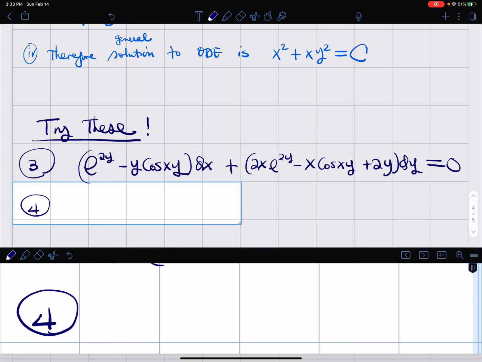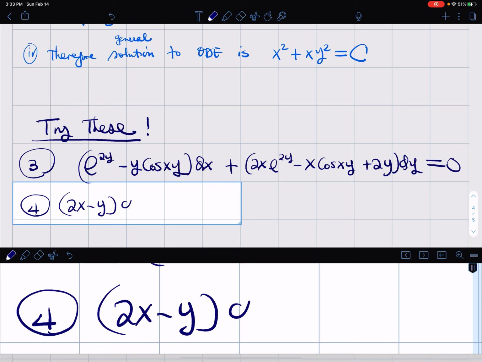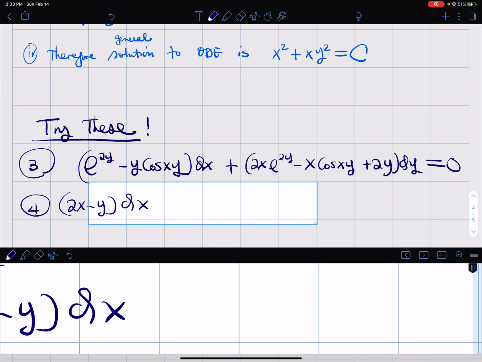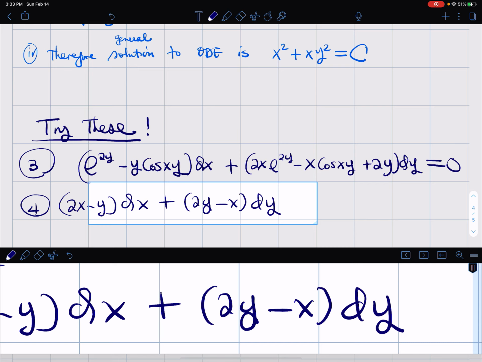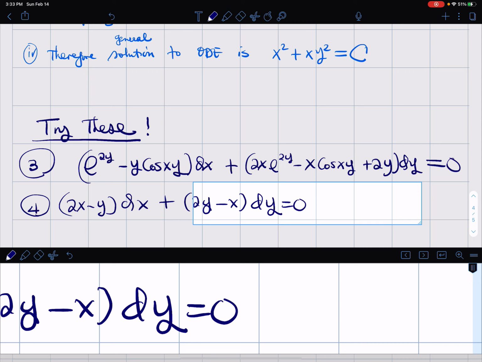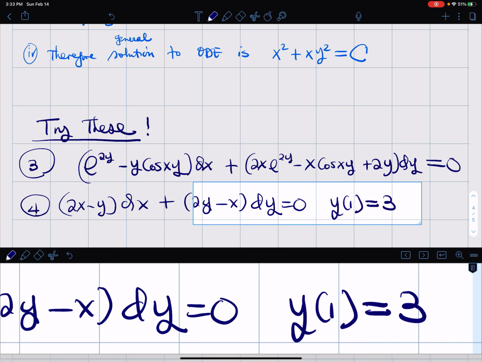Number four. Let's see, what else can I do? (2x minus y) dx plus (2y minus x) dy is equal to 0. Now, this is an initial value problem. So that means you're going to find c. Okay. So in each case, you want to, first of all, check that they are exact.